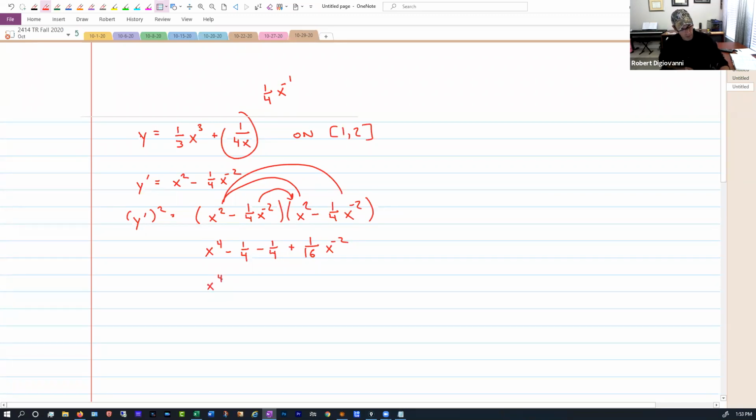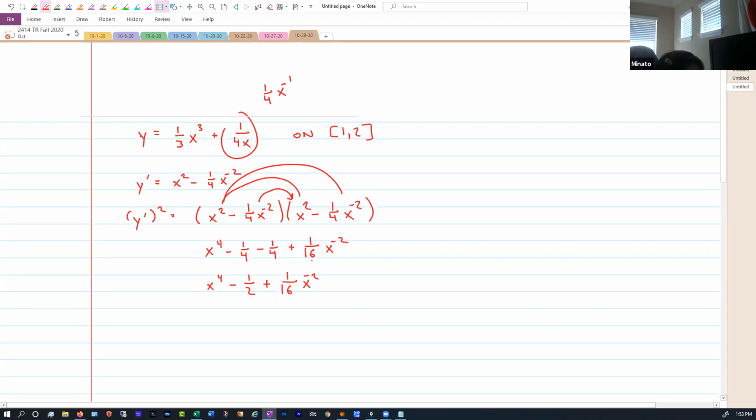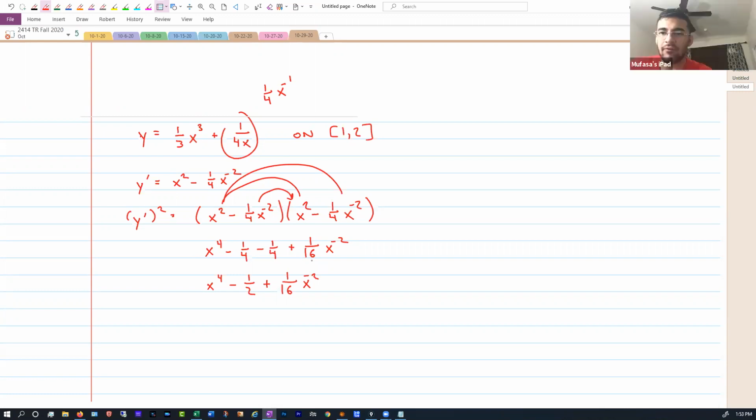Let's clean up a little bit. Minus 1/4 minus 1/4 is minus 1/2. So that x to the -2, would that be -4? Yeah, wouldn't it be -4?